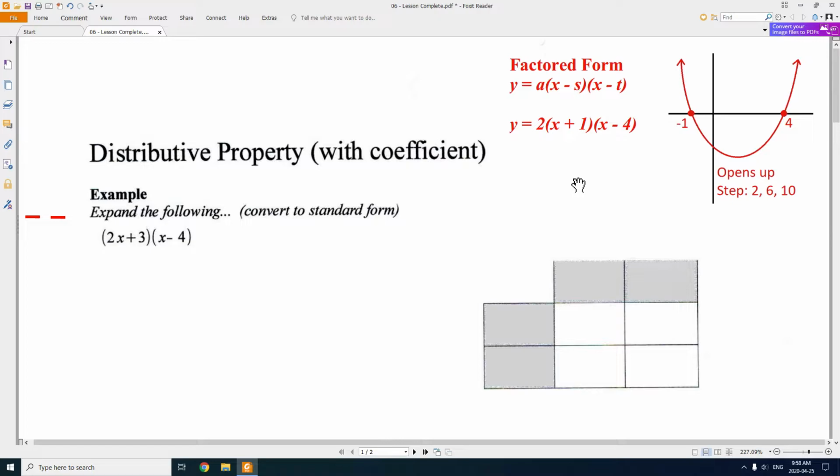So far we've looked at our standard form, the one where you expand it out, and then our factored form here. And so far the factored one is nice for graphing, because if you have your factored form, it's pretty easy to turn that into a graph.